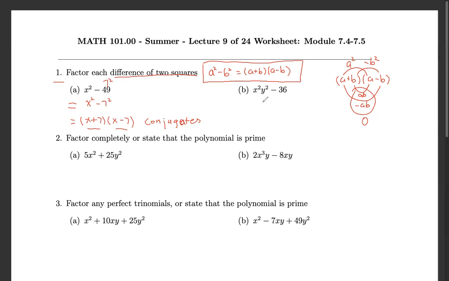Now let's see B. B, x squared, y squared is multiplication. So we can write it as this, x times y, parentheses squared. Now we see A is xy. Right? And this 36 is 6 squared. So now A is xy, B is 6. So we can write it as xy plus 6 and xy minus 6.